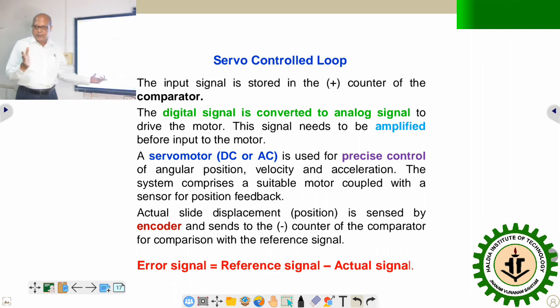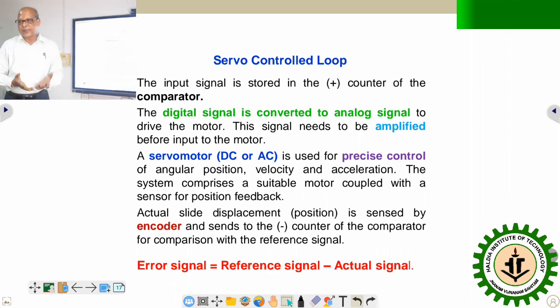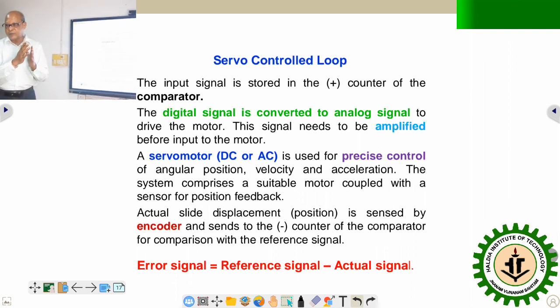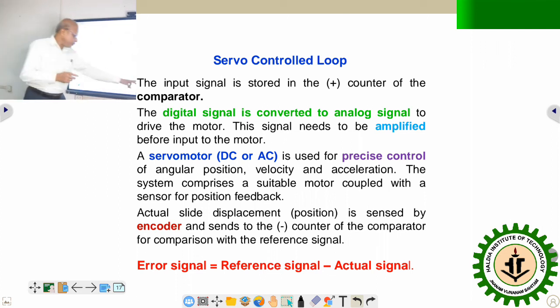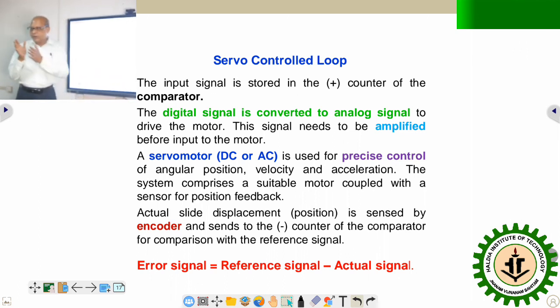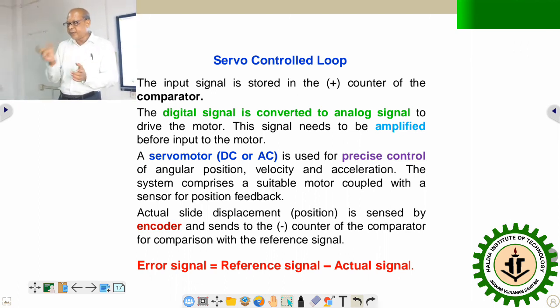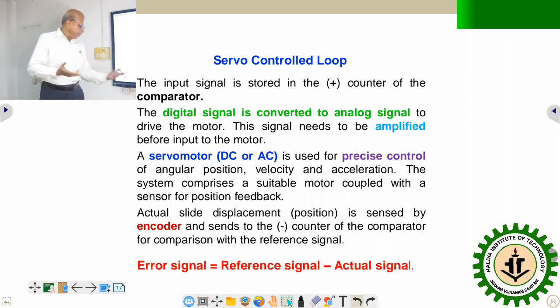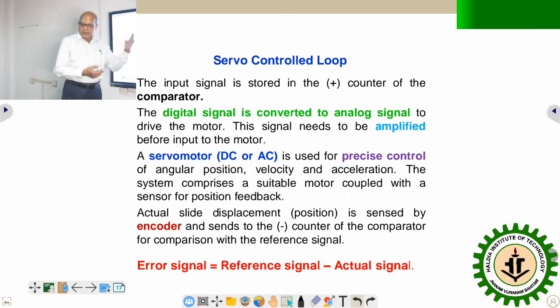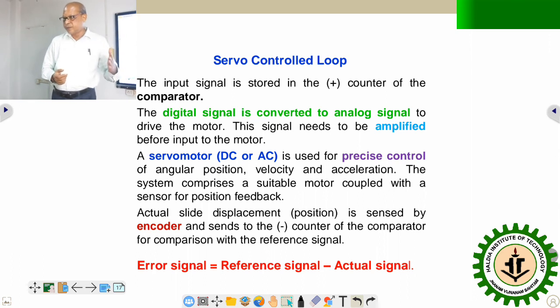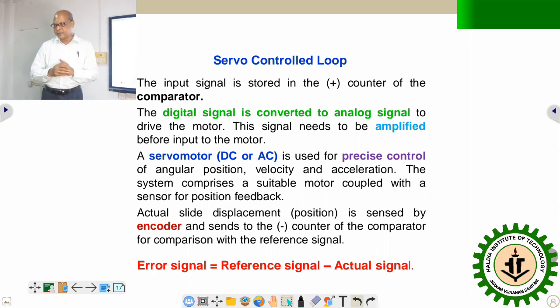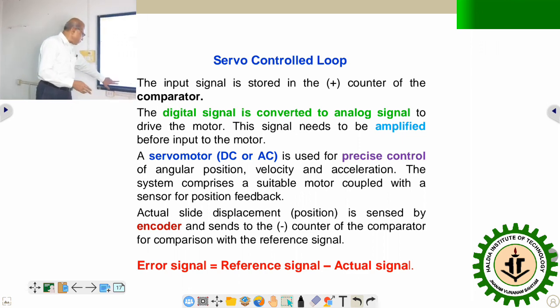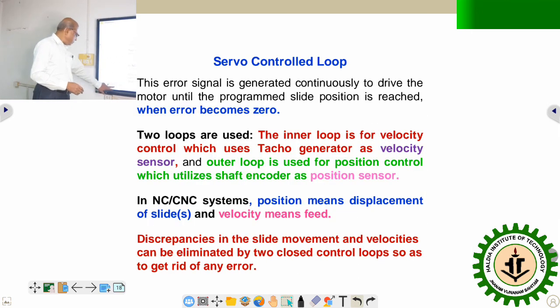So this error signal, that is the remaining part, will be actually utilized for generating commands to the servo motor, so that it keeps on rotating until the actual signal and reference signal both become the same, 50 minus 50, 0. So no further movement is required, then error signal will become 0 and the machine stops working. That means that particular program block of information is executed. Clear? Just one more slide.